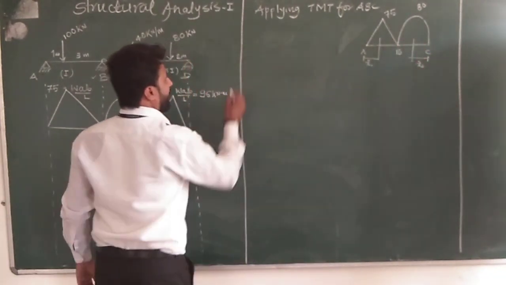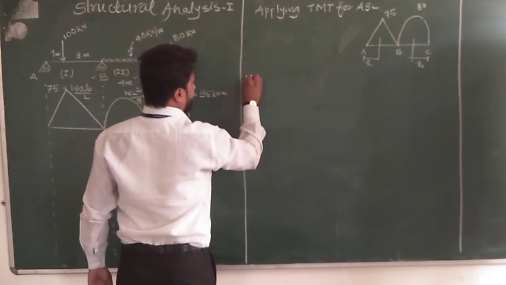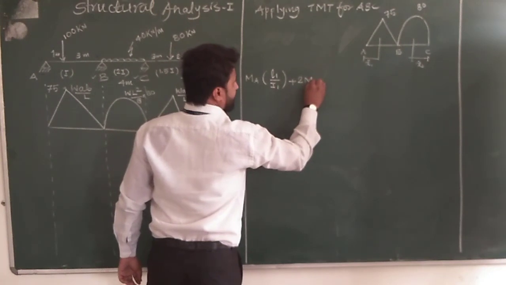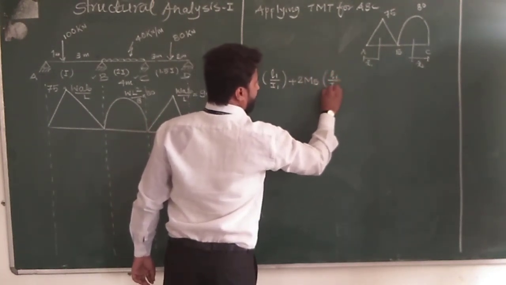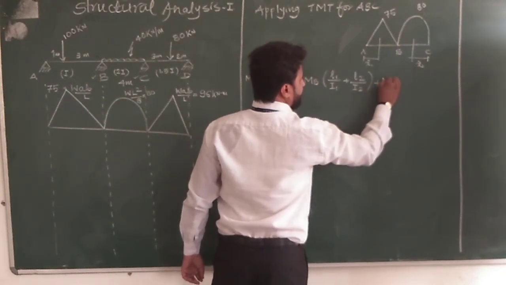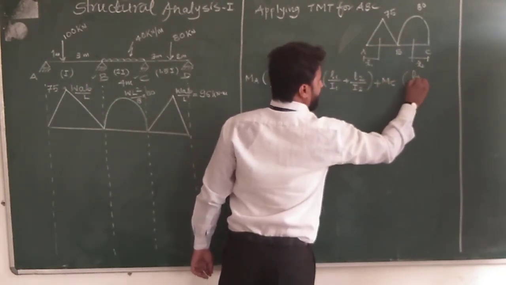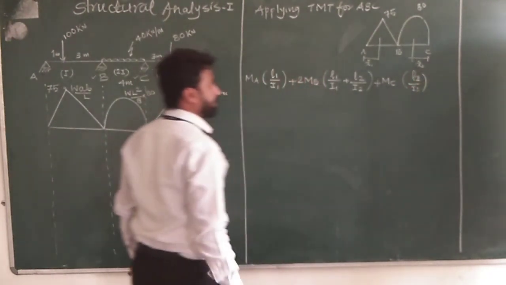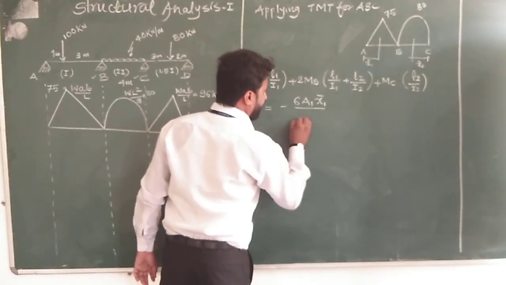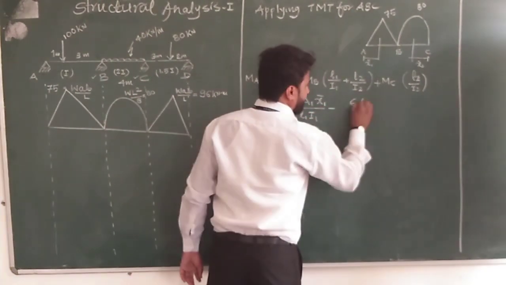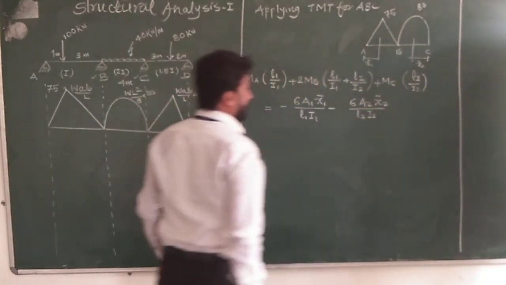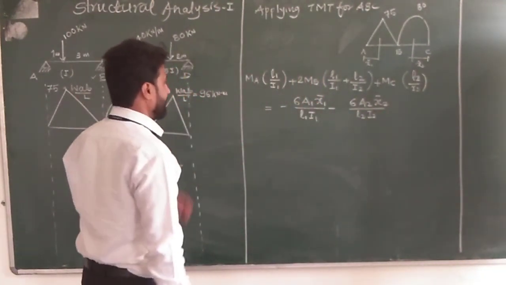Now we have to write the equation of the three moment theorem, and that is MA L1 by I1 plus twice MB times L1 by I1 plus L2 by I2 plus MC L2 by I2 is equal to minus 6 A1 x1 bar divided by L1 I1 minus 6 A2 x2 bar divided by L2 I2. Now what is given to us and what we have to calculate from the given data, that we have to see.